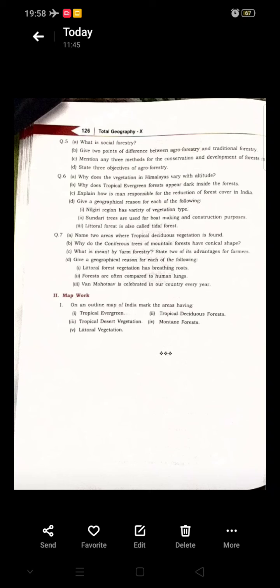Okay, next question. Question number 6c. Explain how man is responsible for the reduction of forest cover in India. Man is very much responsible for the reduction of forest cover in India, and there are many reasons for that. Firstly, the rapid population growth and the demand for more food. Forests have been cleared to convert them into agricultural land.